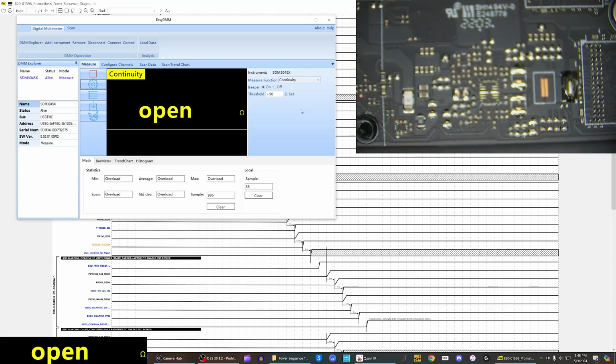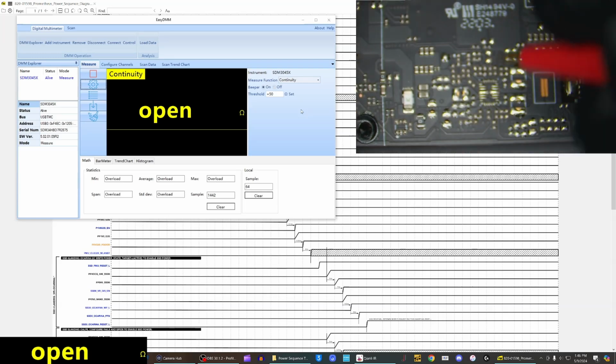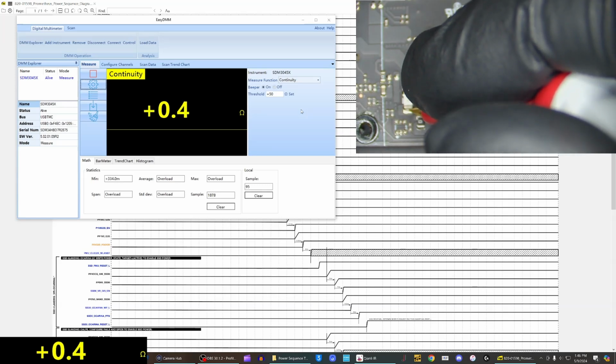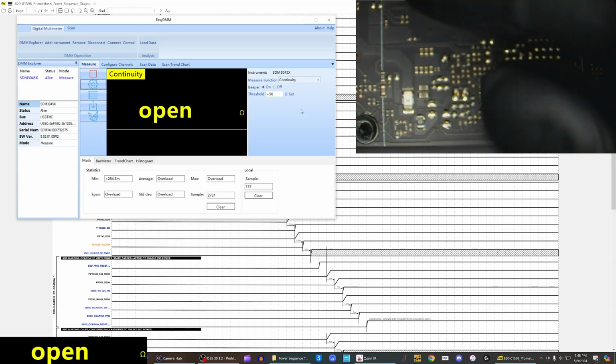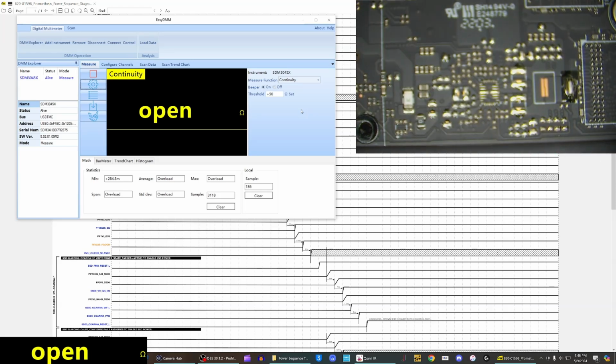I'll show you, if you don't believe me. That's probably not supposed to be that. Right, so we got like 0.2 ohms. I'm going to take off this fuse and send voltage into this.